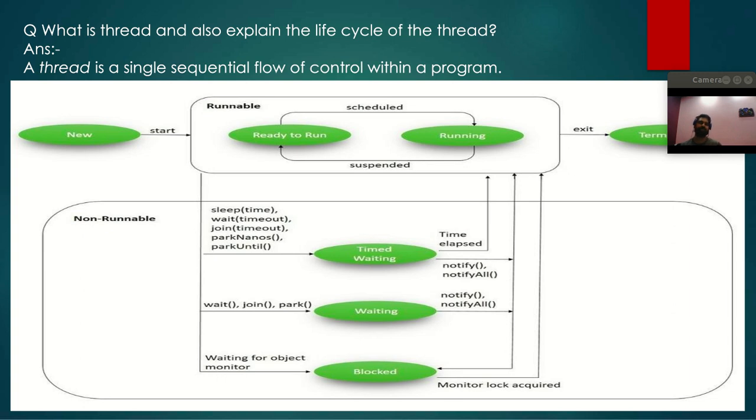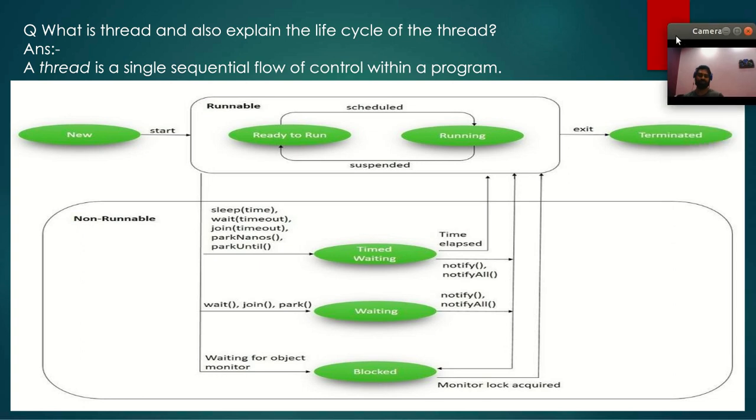The next question was to explain the life cycle of a thread. Basically, the life cycle of a thread means it has different stages. First, it has a new stage. Second, ready to run, then the running stage, then the timed waiting or waiting stage, or sleep stage, or the blocked stage, or the terminated stage, right?